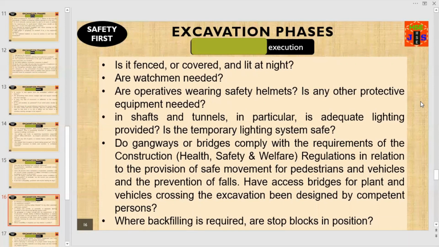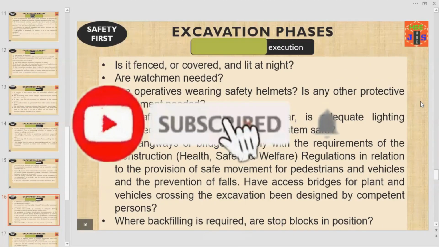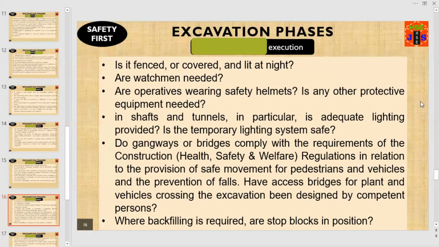In particular, is adequate lighting provided? Is the temporary lighting system safe? Do gangways or bridges comply with the requirements of the construction regulations in relation to the provision of safe movement for pedestrians and vehicles and the prevention of falls? Have access bridges for plant and vehicles crossing the excavation been designed by a competent person?